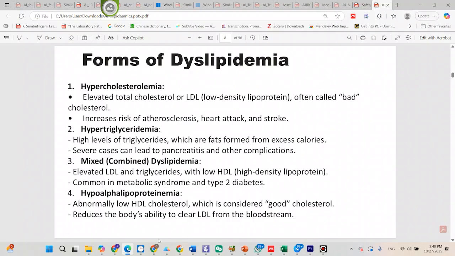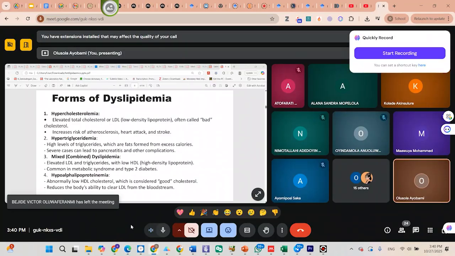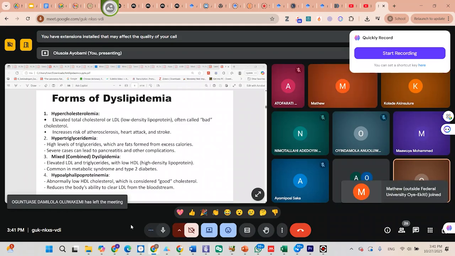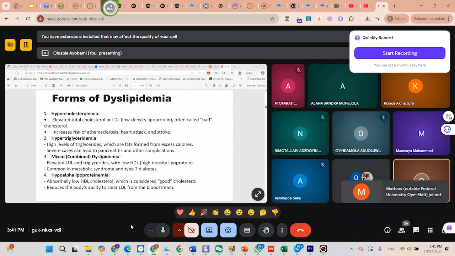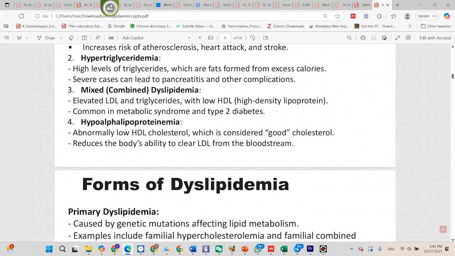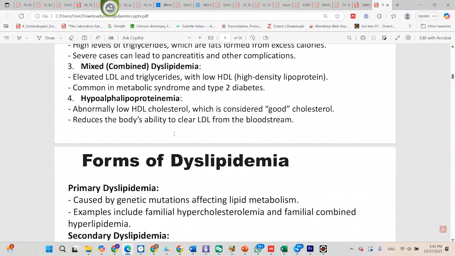Metabolic syndrome is more like a syndrome that involves obesity, diabetes, and hypertension. These three really go hand in hand. Once you have one, there's a tendency that you may have the other, so they come under the umbrella of metabolic syndrome. So hypoalphalipoproteinemia is abnormally low HDL cholesterol.